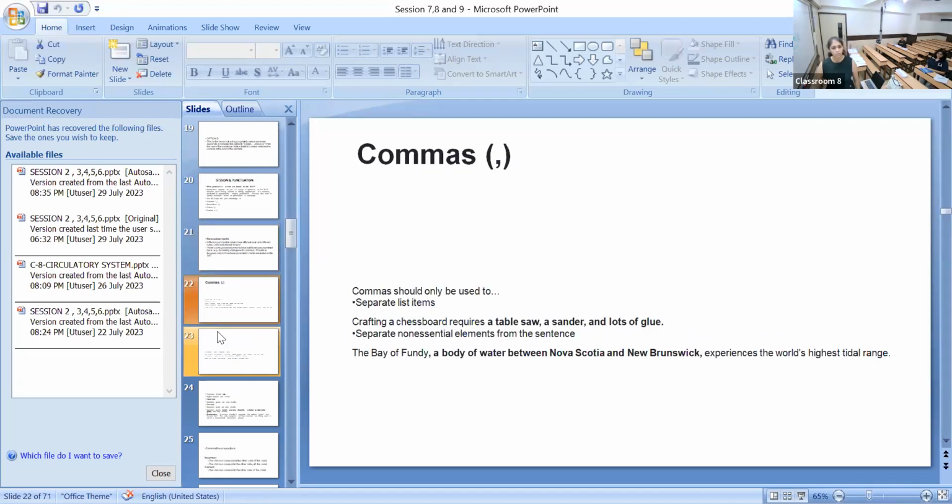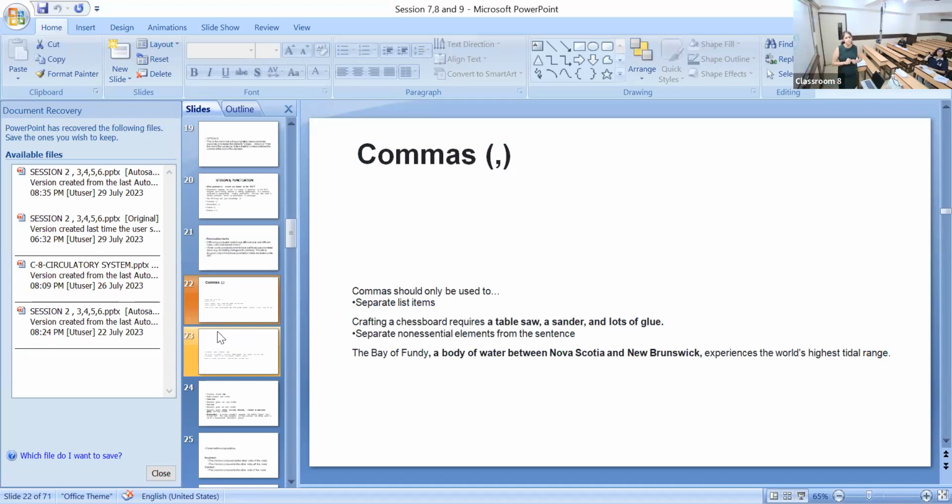Commas. So the first one, comma. What are we using comma for? Let's discuss. Let's talk about it. We've already studied. Devti, what do we use commas for? Ma'am, to separate words, like a list of words. List of words. Okay. You can also separate some non-essential elements through commas? Yes, ma'am. So we can, as she said, separate list items and non-essential items.